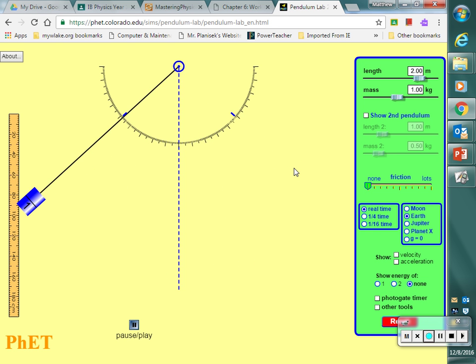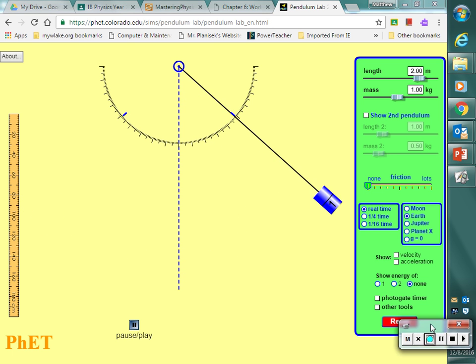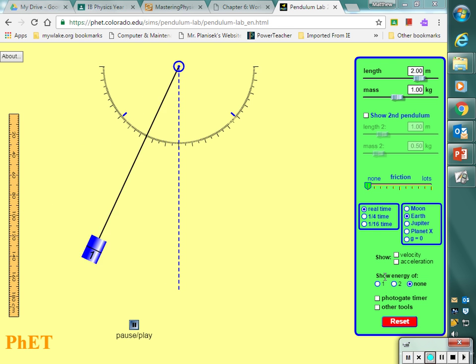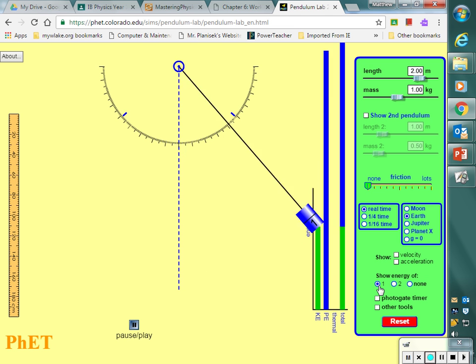Okay, so there are a lot of different things that you can do with this simulation. We're going to use it to analyze some energy concepts, specifically conservation of energy. To do that, I'm going to add a couple things. Over here on the right-hand side, there's a bunch of check boxes. I'm going to hit this one that says show energy of pendulum number 1.